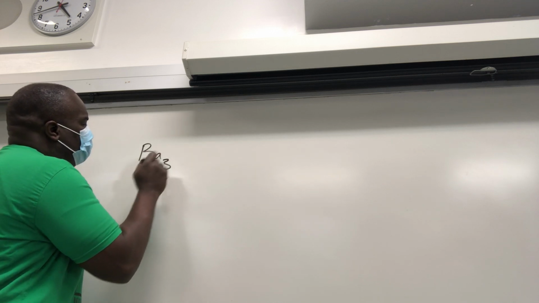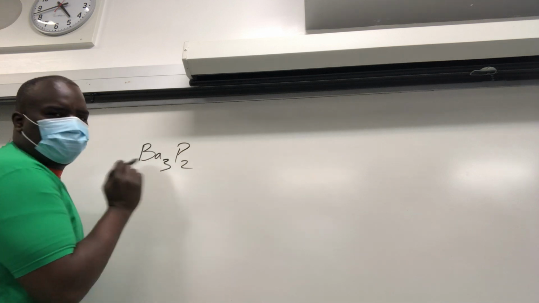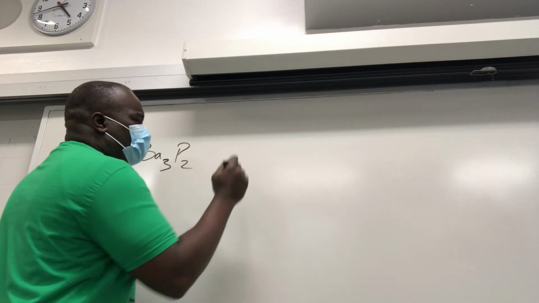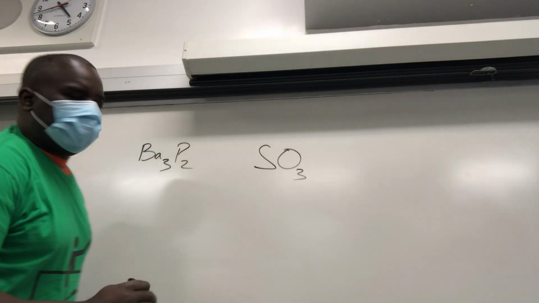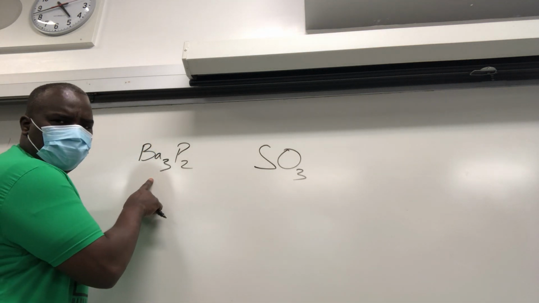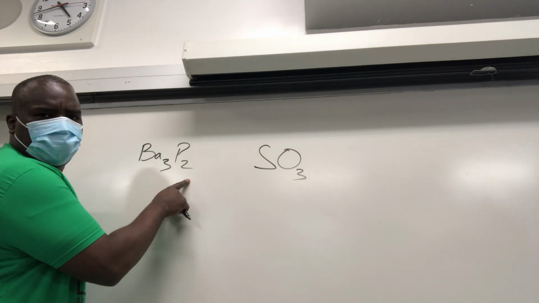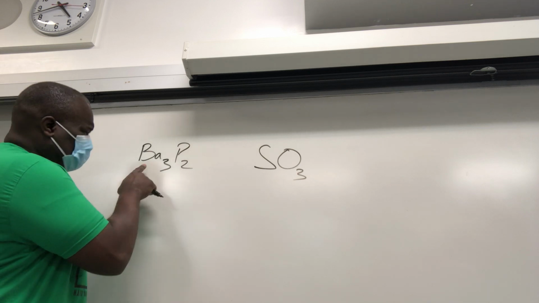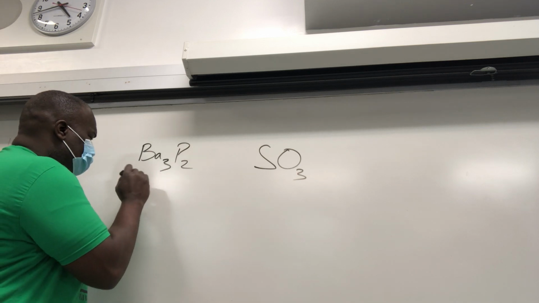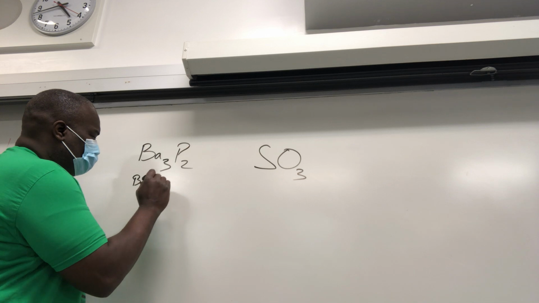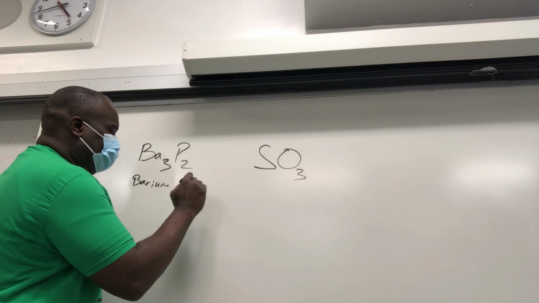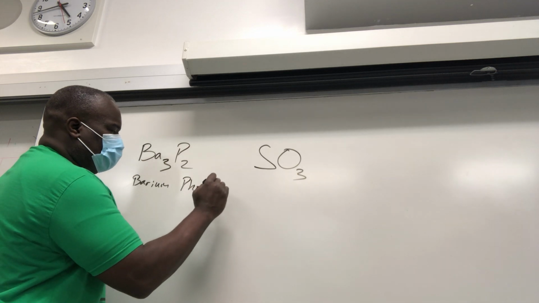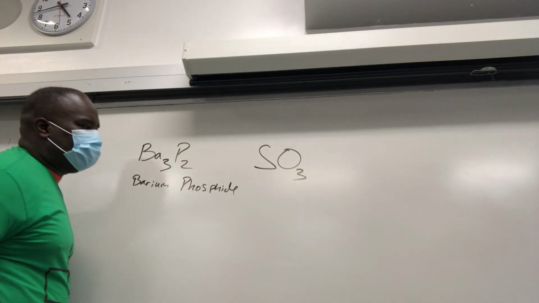Ba3P2. And they also ask you to name this guy, SO3, right? Now we know from experience, this guy right here is called barium phosphide. Ba, you simply write down barium. And for the P, you simply write down phosphide. And you're done. So let's follow that same pattern with this guy.